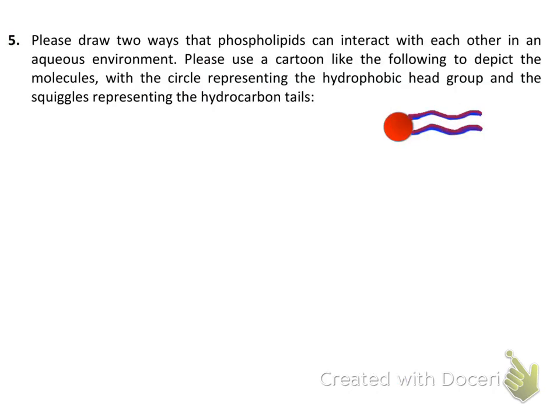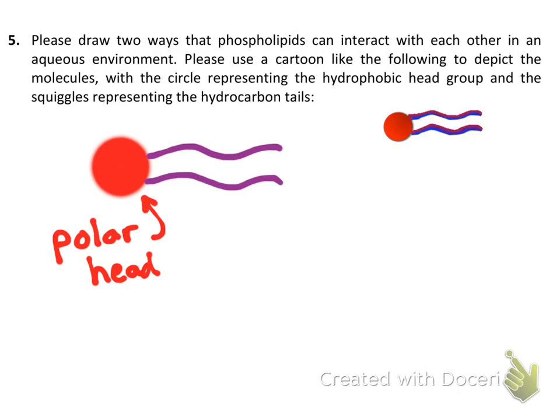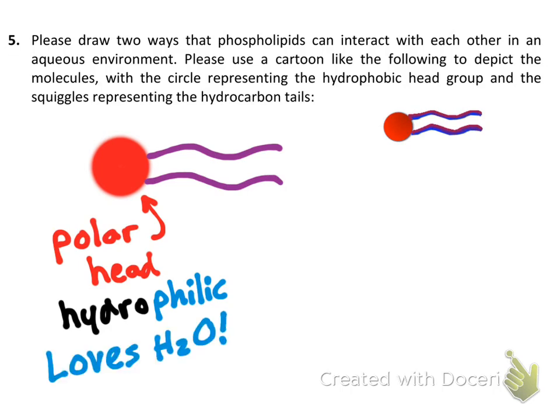This question wants us to draw 2 different ways that phospholipids can interact with each other in an aqueous environment. So we're going to use a cartoon to depict this, and recall that a phospholipid basically has 2 parts to it. It's got the polar head group, represented by the circle. It is hydrophilic. This literally means that it loves water. So this side loves interacting with water molecules. It's charged, it's polar, works really, really well with mingling with water.